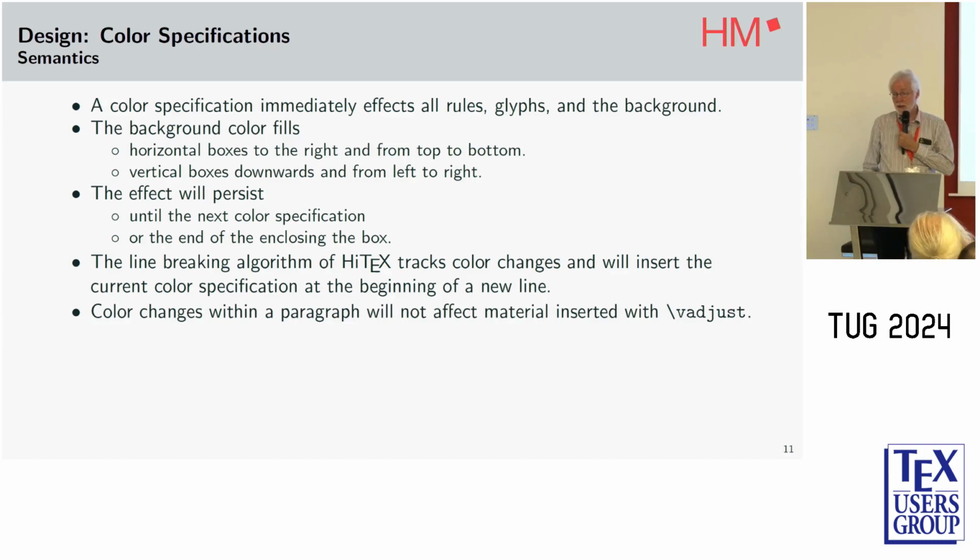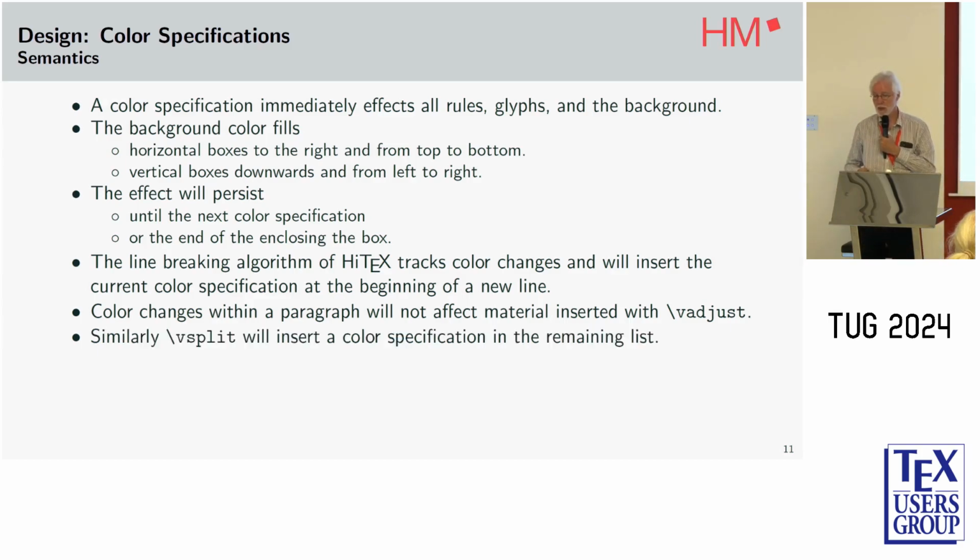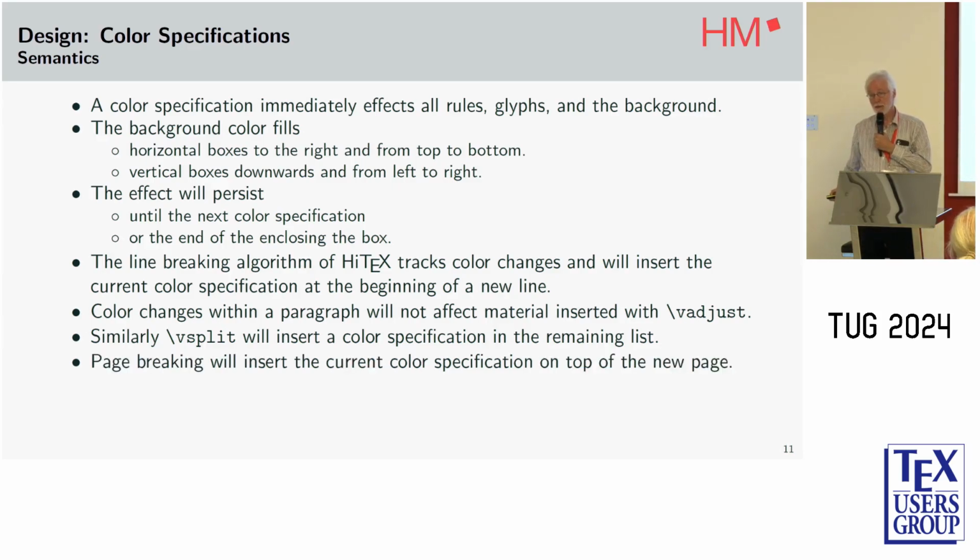This also means that material that you put in with vertical adjust between the lines is not affected by the color changes inside the paragraph. It's separate because it goes in an outer box. Similar with the vertical split. If you split a vertical box and your box ends with a certain color, that color specification will be copied into the remainder of that vertical box. And same with page breaking. If you have a certain color at the end of the page, it will automatically be inserted on the top of the next page.